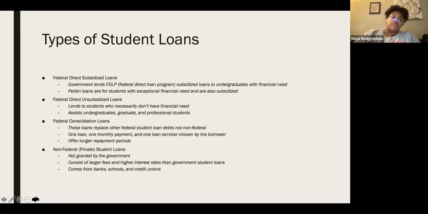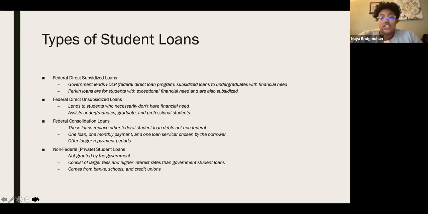during grace periods and periods when payment is deferred. The second type of loan is federal direct unsubsidized loans, which are lent to students who don't necessarily have financial need, but they also assist undergraduate, graduate, and professional students. And these offer Parent Plus loans, which are offered to parents, not the students, of dependent undergraduate students, and directly to graduate or professional students as Graduate Plus loans.